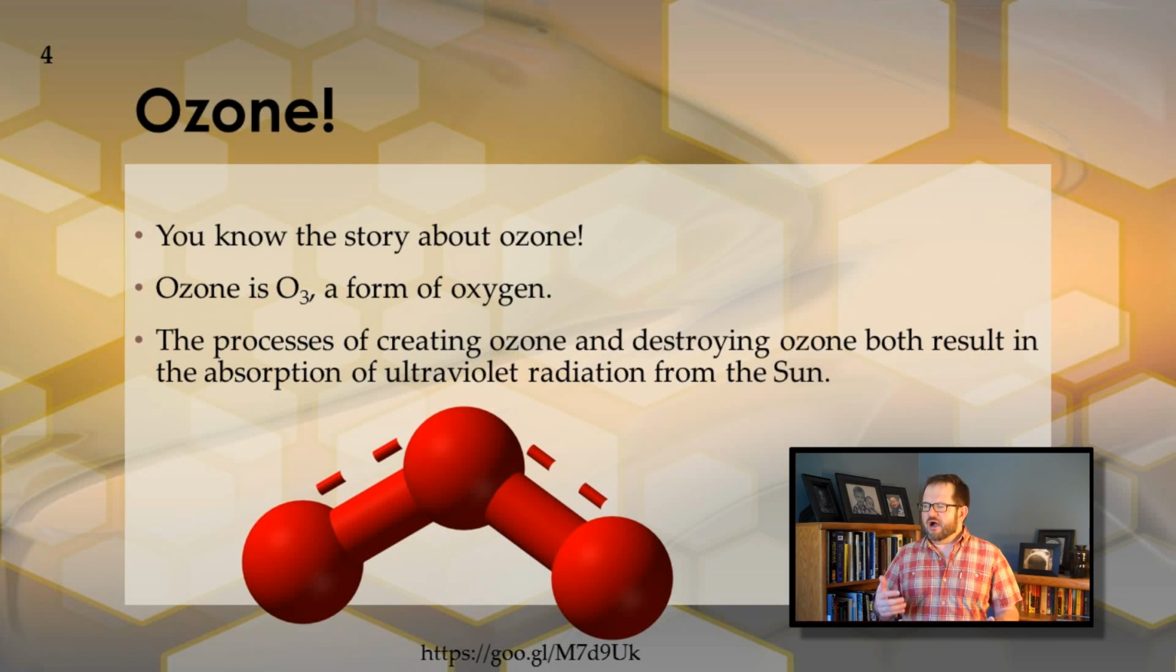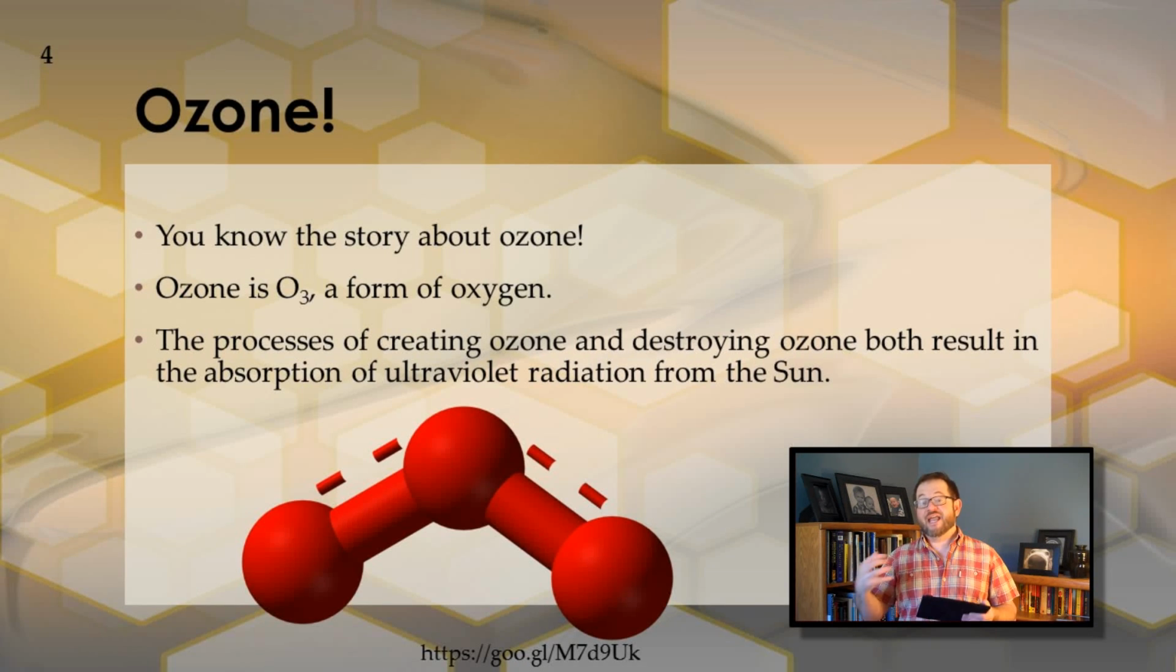All of you are survivors of the 113 class. You've already seen a bit about how ozone works. You know that ozone is a form of oxygen. It's O3, in contrast to the diatomic oxygen, O2, that we breathe. And you know the whole story about how it's important because it blocks ultraviolet radiation from the sun from reaching the surface of the Earth.